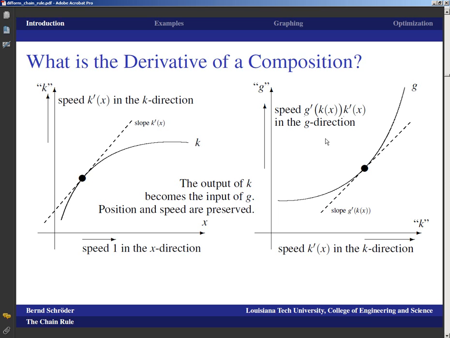And so just as the derivative of a single function takes a speed 1 and turns it into a speed k prime of x, if we're looking at a composition, the composition takes an original horizontal speed 1 and turns it into a speed g prime of k of x times k prime of x. Now, this one takes a while to get used to.